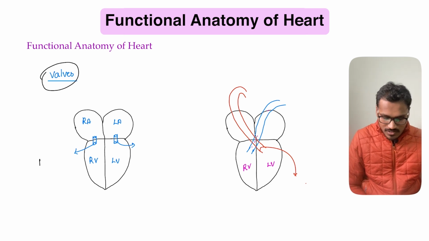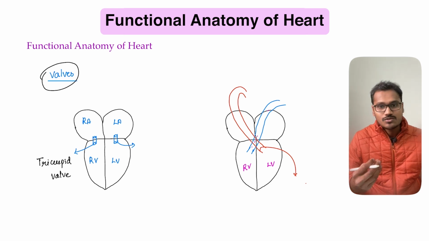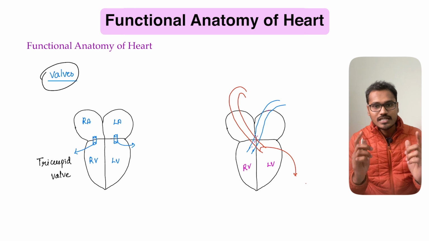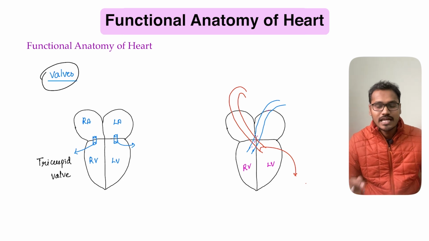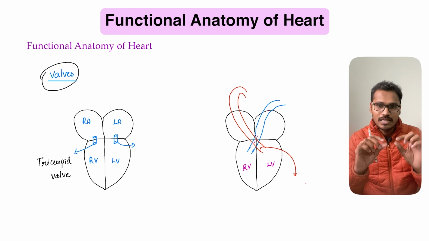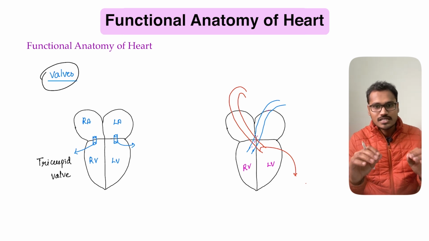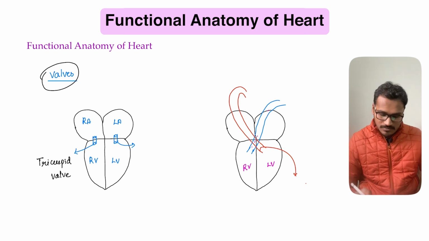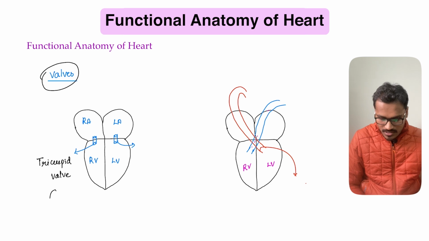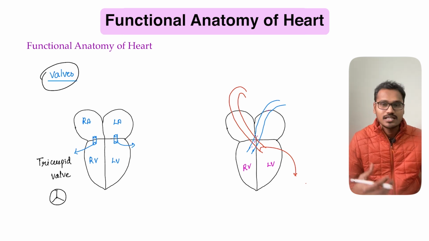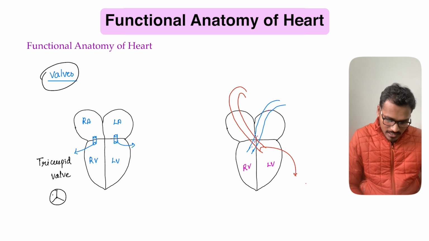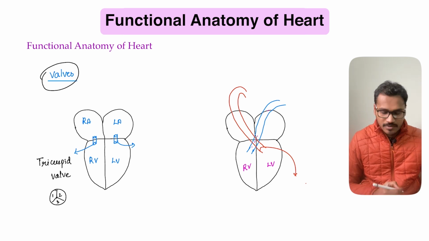This valve is called the tricuspid valve. Why is it called tricuspid? Whenever they saw this anatomical structure, it had 3 different cusps. Three different cusps means there are some elements which act to close the valve. So these are the tricuspid. Tri means 3. It looks like a Mercedes symbol, and there are 3 cusps: 1, 2, 3.